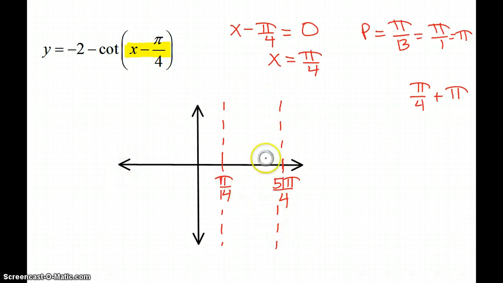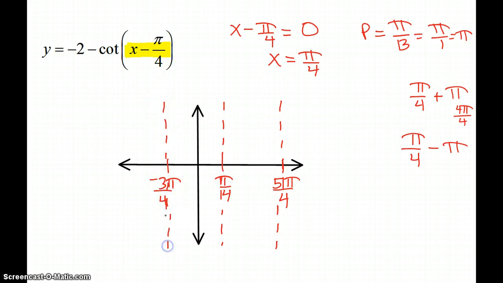And if I wanted to go that way, I could take pi over 4 minus pi. And again, we know this is 4 pi over 4. So if I do pi over 4 minus 4 pi over 4, I know my other asymptote is going to be here at 3 pi over 4. So your period is important, but your period is a little bit easier in tangent because the period is what's between them. You don't have to divide by 4 to figure out what it is.